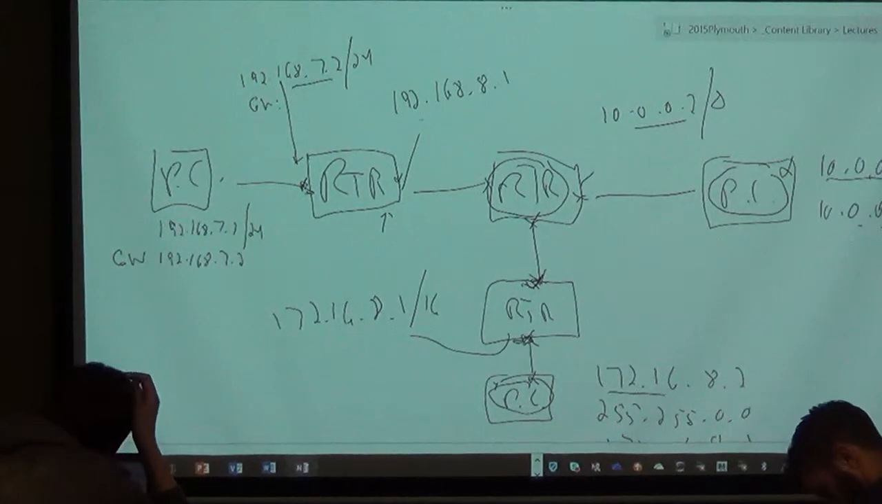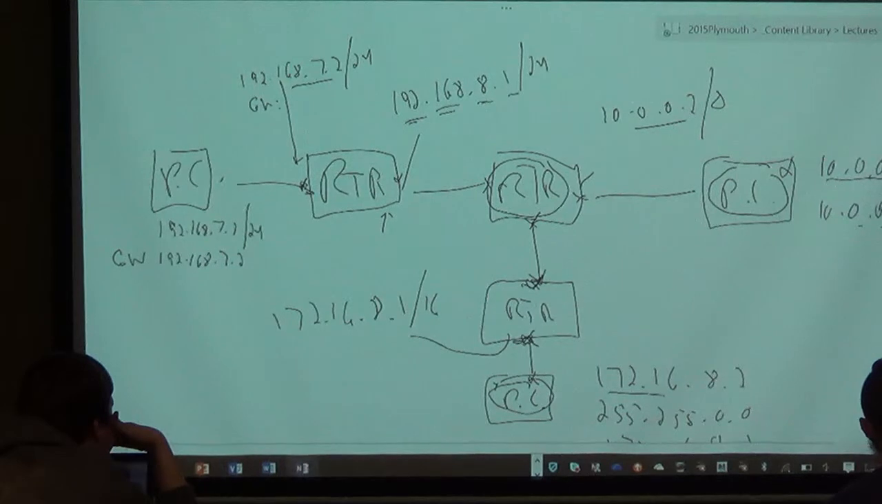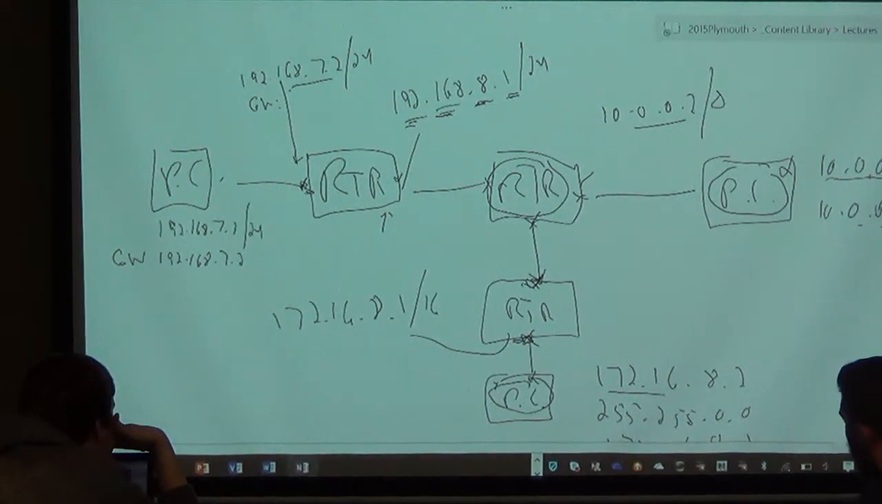192.168.8.1, right? If it's got a 24-bit subnet mask, what network address is this? IP address. What network address? Quinn. It's what? Look at the drawing. It's this one. Okay, the network address is 192.168.8.0. Is that different than 192.168.7.0? Good to go, all right?